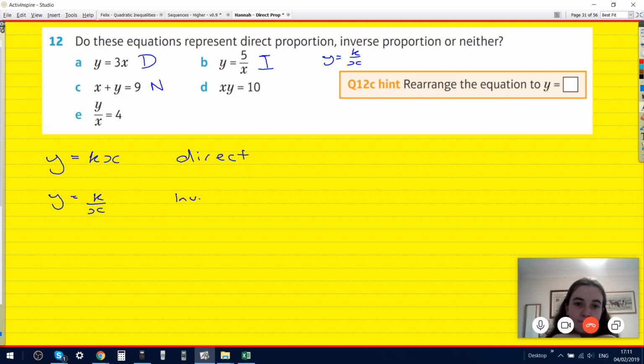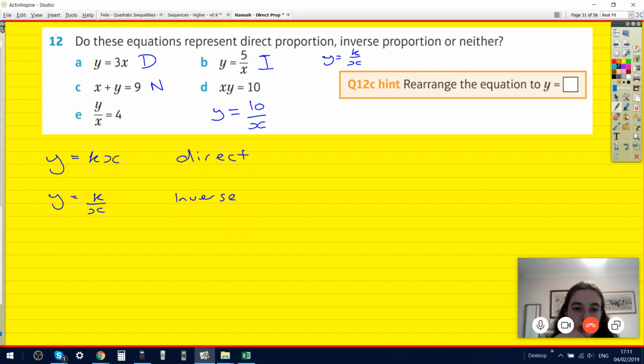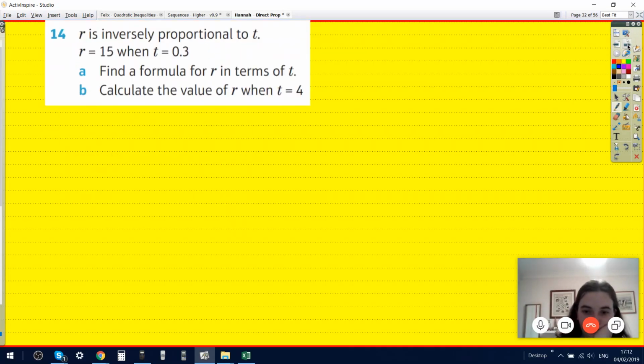Okay. Direct. For D, if you were to rearrange it to be y equals, what would it be? y equals 10 over x. And so which is that? Inverse. Yeah. And E? Direct. Well done, because that would be y equals 4x. Okay, I think you're good there.